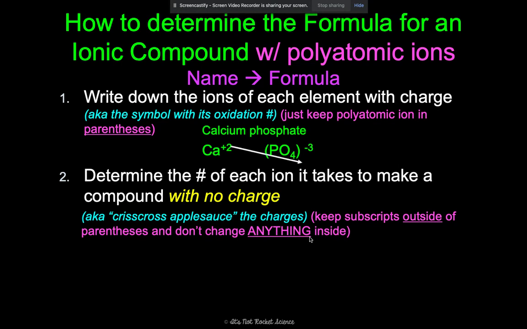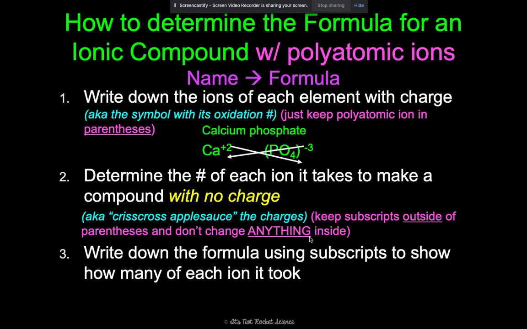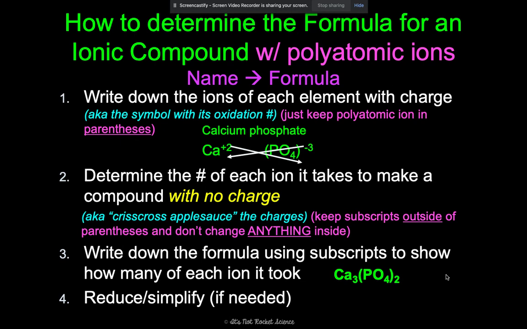You don't touch it. So again, you're going to cross and drop that charge, cross and drop that charge. So you're going to write down the formula using subscripts to show how many of each ion it took. And you should get this for calcium phosphate. So you'll notice that the phosphate was not changed. We kept it in the parentheses, and we have kept our subscripts on the outside of the parentheses. And then, of course, you can reduce and simplify if needed. So remember, you can only reduce and simplify if both subscripts here and here are the same.